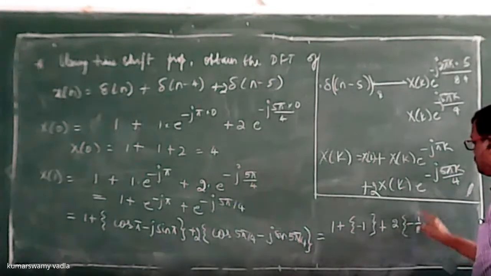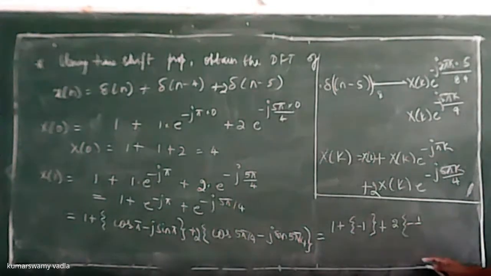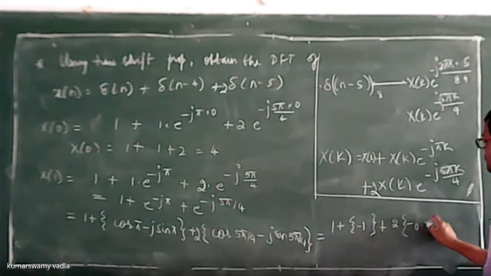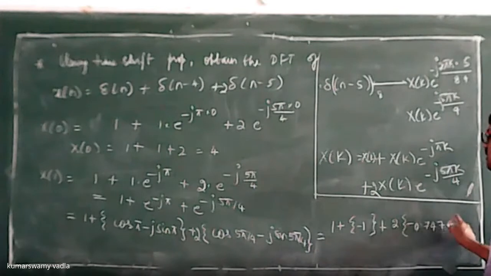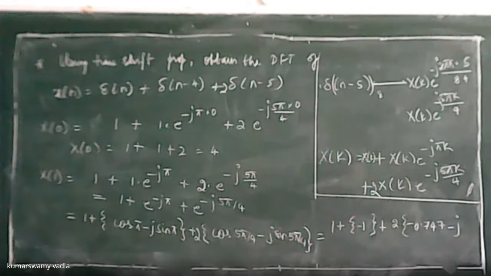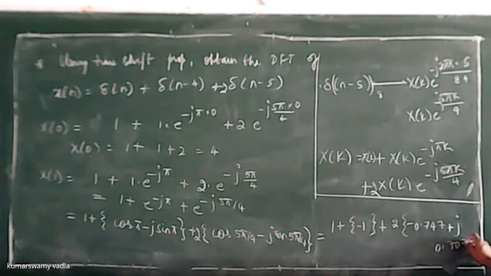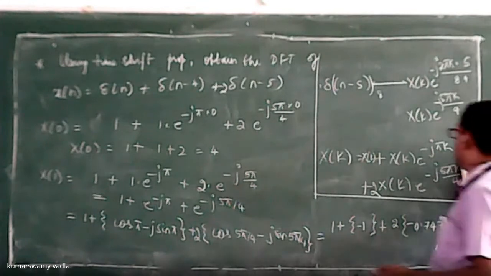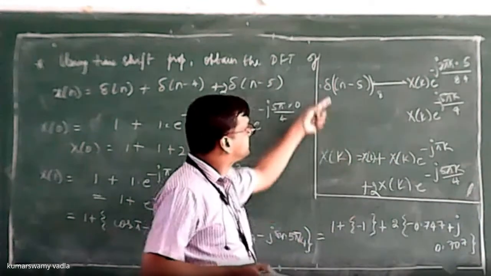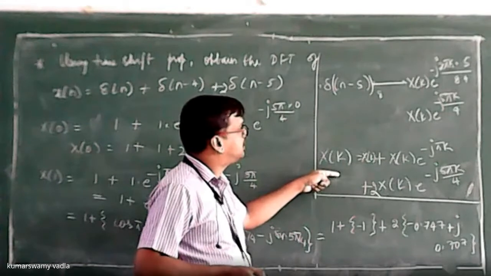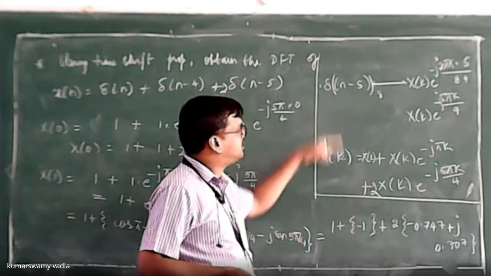Tell me the fractional value. 0.707. Minus j, what is sin pi by 4? 1 by root 2, sir. So this will become plus, no? Plus 0.707. So shall I rub this part, friends? Have you noted down this?